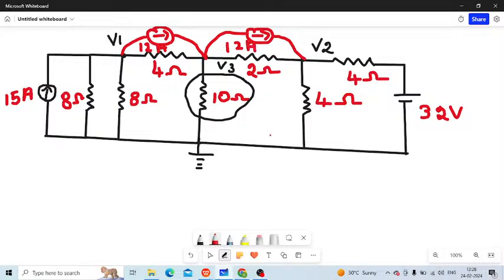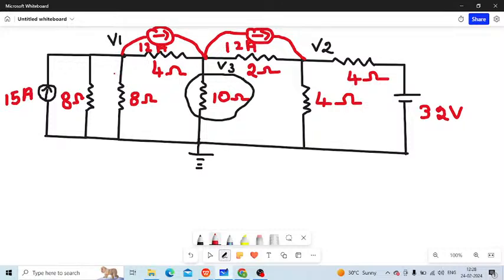Okay, so now let me start with node V1. For node V1, you can see that two or more elements are connected. One is the 15 ampere current source, and the 8 ohm resistor is connected, and this 8 ohm is again connected. There are two 8 ohms.